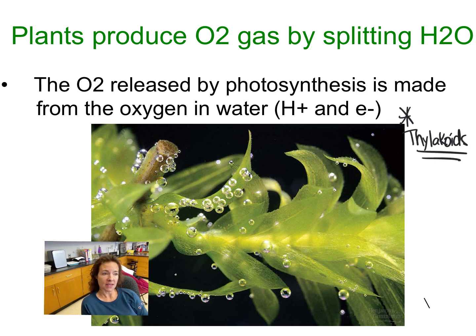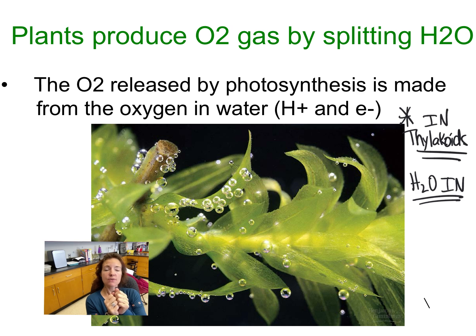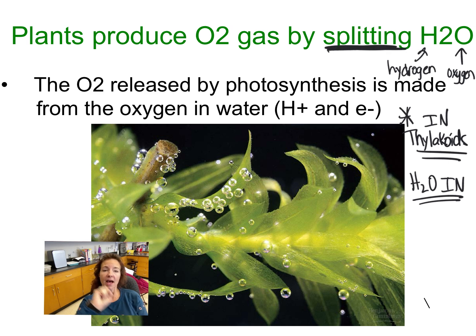And so what happens is the plant is taking in the sun's energy and the plant is taking in water. Water is made up of hydrogen and oxygen. And what it's going to do is take that water and break it apart. It's going to split it into separate pieces. It's going to release the hydrogen, it's going to release the oxygen. And oxygen gas is one of the things that gets released during this first step.